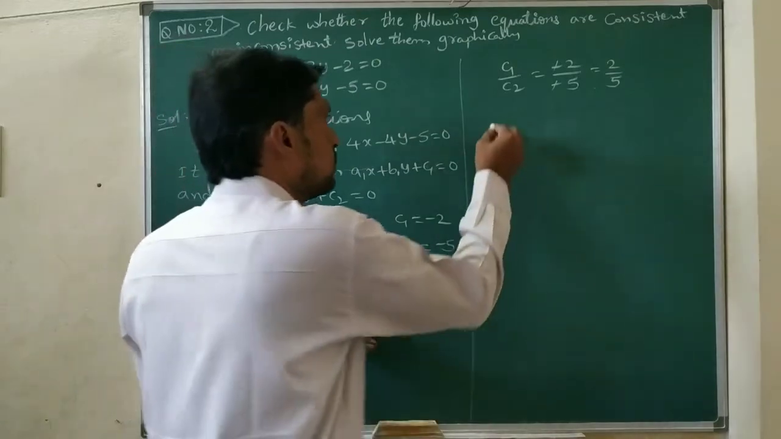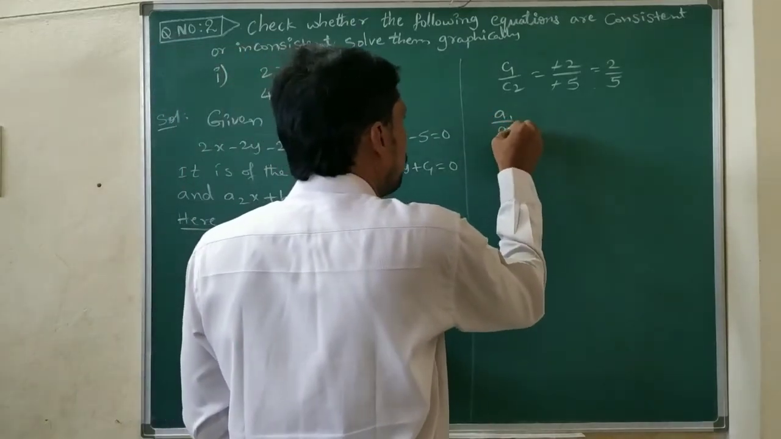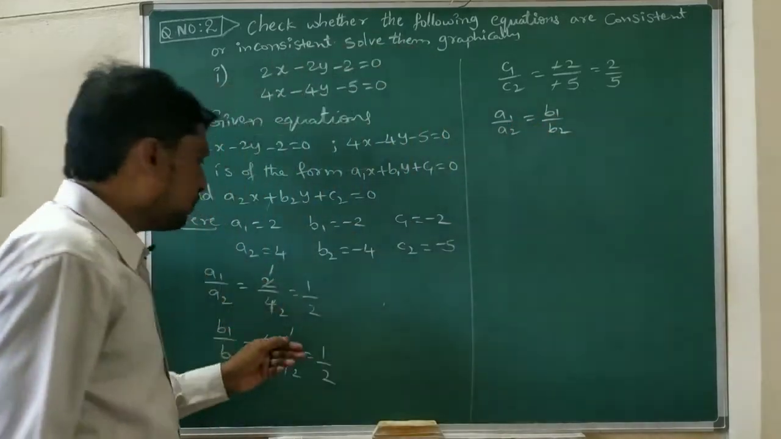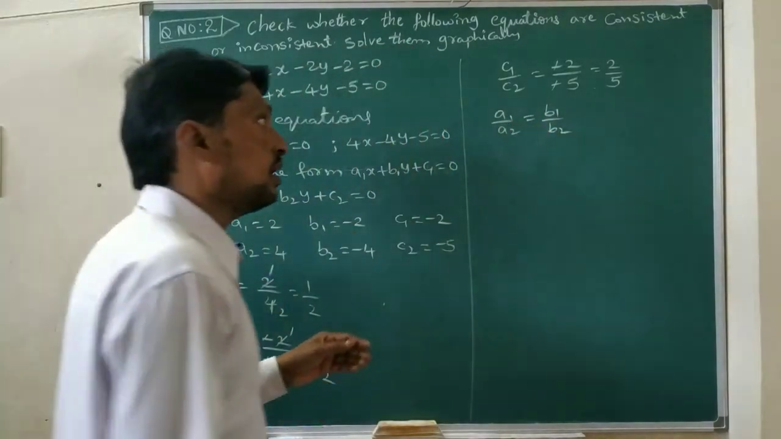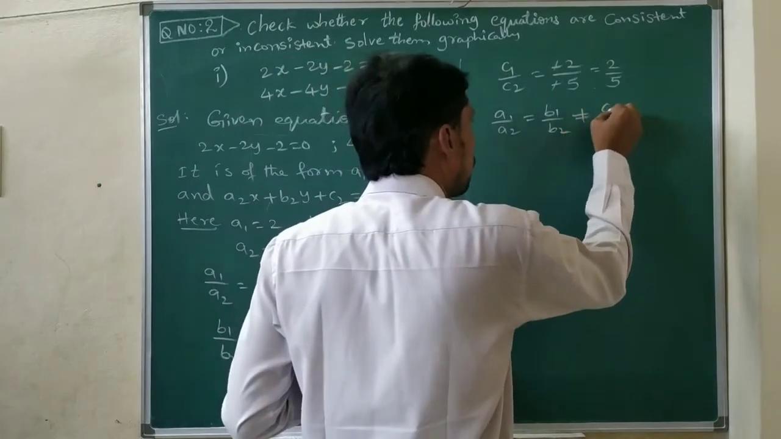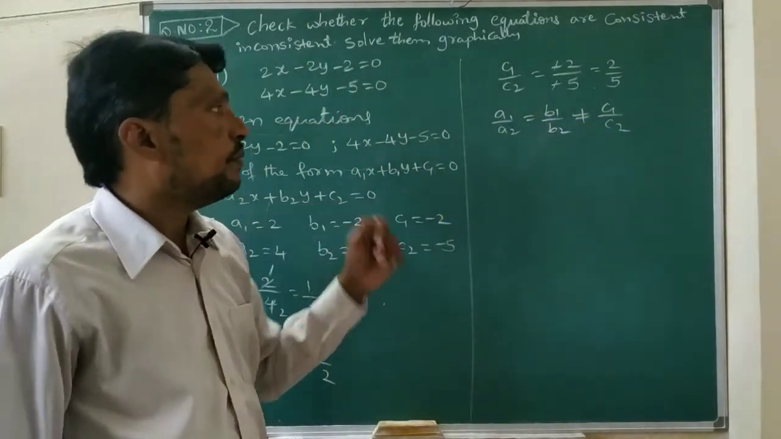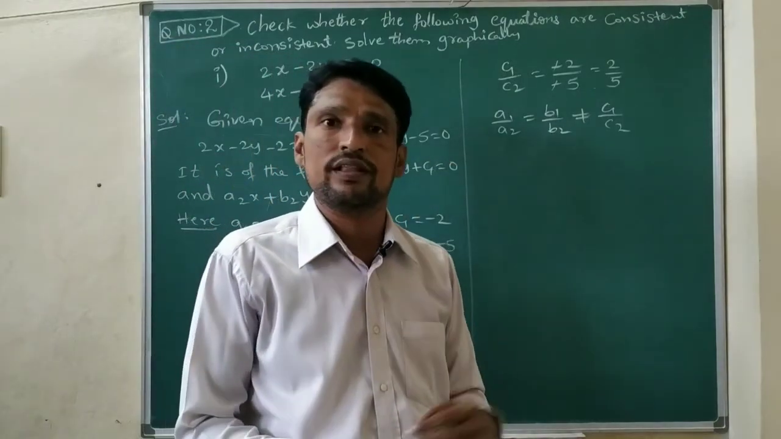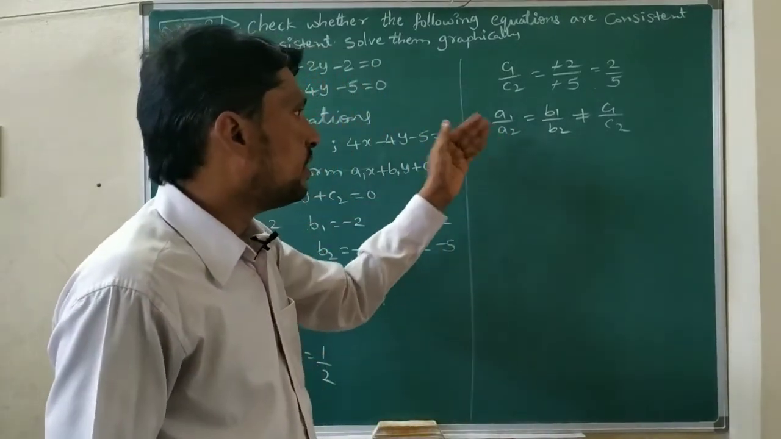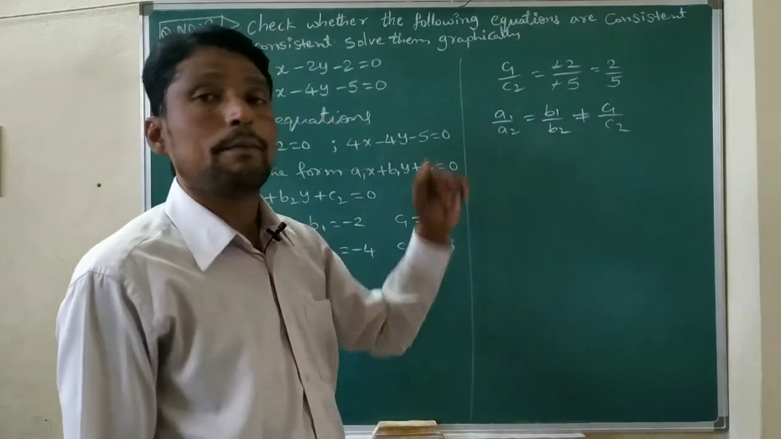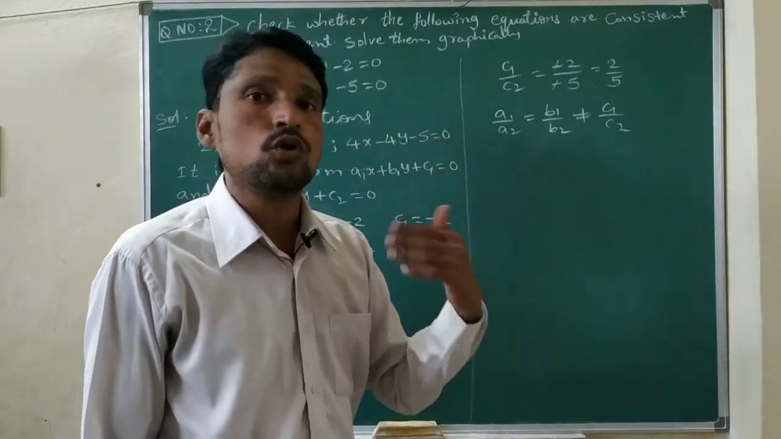So now you can write here a1 by a2 equal to b1 by b2. Here a1 by a2 and b1 by b2 are both equal, but it is not equal to c1 by c2. So a1 by a2 equal b1 by b2 not equal c1 by c2 means it is what type of lines? That is inconsistent lines. So inconsistent, and they are parallel lines. We have no solutions.